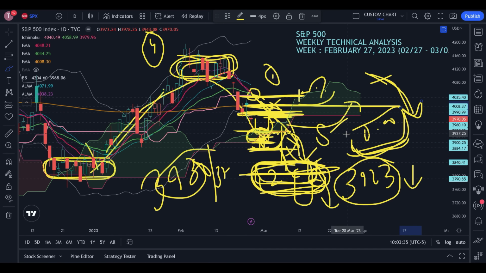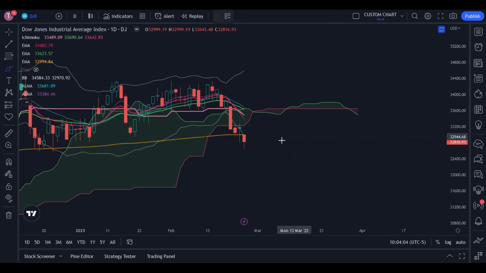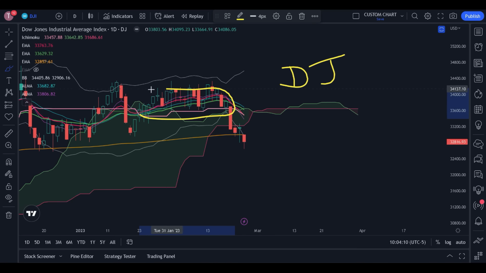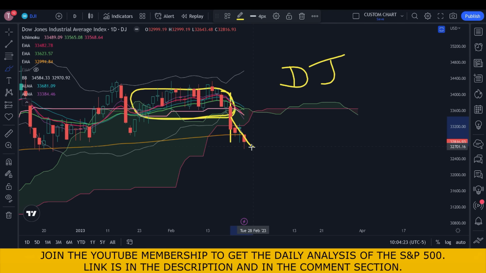Sorry, guys, I forgot to tell you one more thing about the Dow Jones, that it came out of the consolidation. So guys, if you see, this is the Dow Jones. Earlier it was trading in this consolidation. This is the same thing I mentioned in my previous S&P 500 weekly technical analysis. Now it has come out of the consolidation because of this heavy candle. So now it is out of the consolidation, it is coming down.